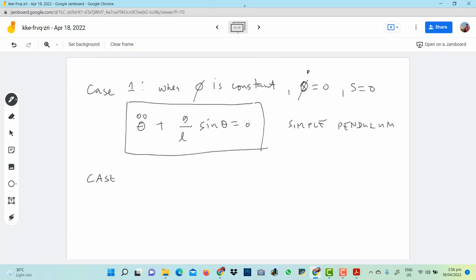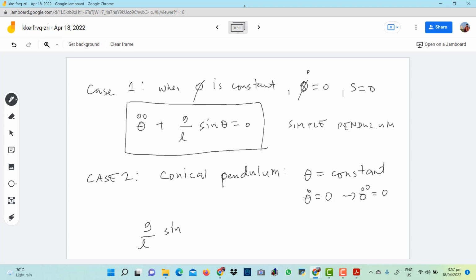For case 2, we call this one a conical pendulum. Conical pendulum, when theta is constant. When theta is constant, what will happen? Theta dot is 0, and of course, theta double dot is also equal to 0. So your equation becomes g over L sine of theta minus S squared, so the theta double dot vanishes, no? Cosine of theta over sine cube of theta equal to 0.